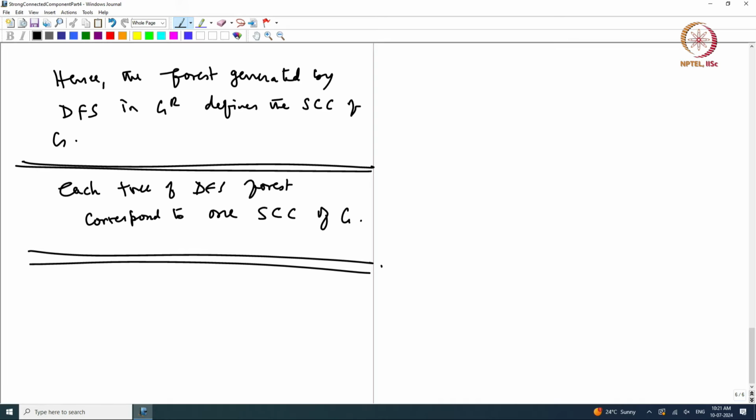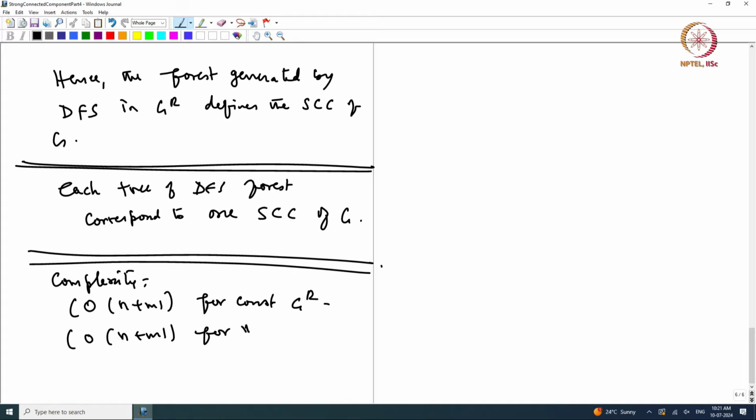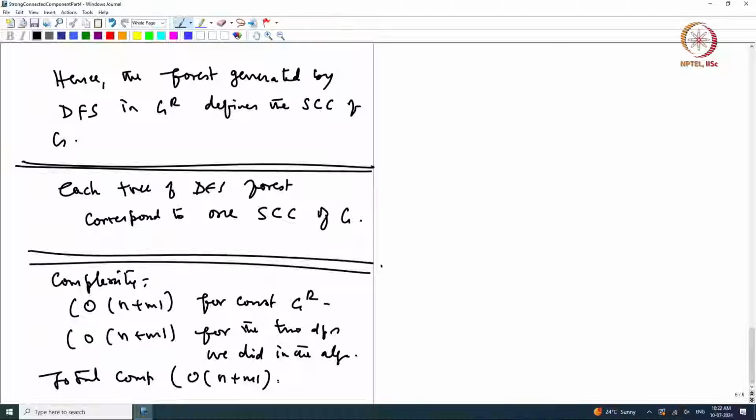This is how our algorithm works. The complexity is linear. Construction of GR takes order n plus m. Again order n plus m for the two DFS we did in the algorithm. Therefore, total complexity is order n plus m, where n is the number of vertices and m is the number of edges.